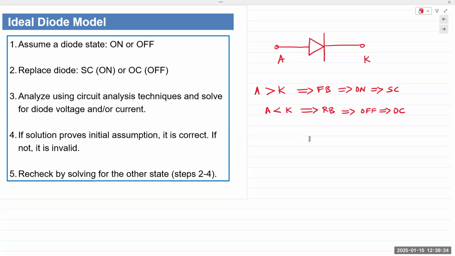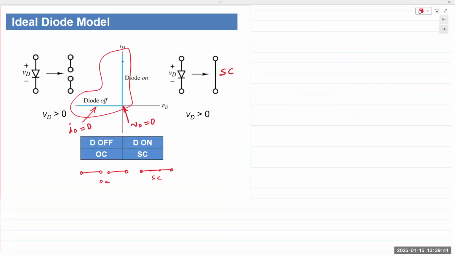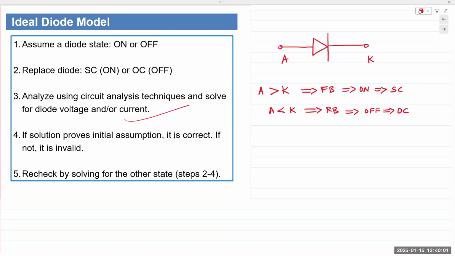Then you analyze the circuit using any circuit analysis technique that you feel is appropriate. You solve for the diode voltage and current. Now, when you solve for the diode voltage and current, you go back to this graph and verify your answer. If your assumption was that the diode is on at the beginning, then logically it follows that the diode voltage must be 0. So your answer for the diode voltage must match your initial assumption.